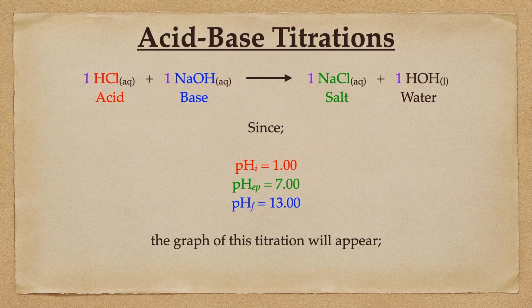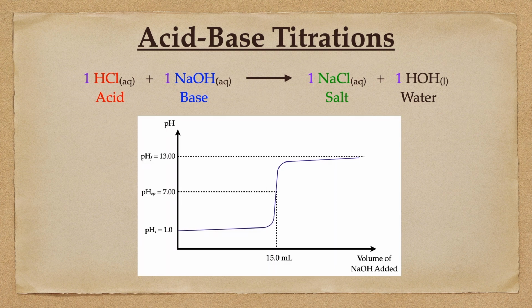The initial pH of pure acid is 1, the final pH of pure base is 13, and the equivalence point pH is 7.0. The graph of this titration would appear to be an S-curve, flat at first, going through pH 7 at 15 milliliters of sodium hydroxide added, and topping out at a maximum pH of 13.